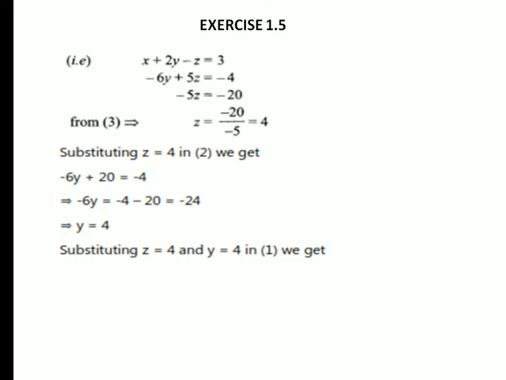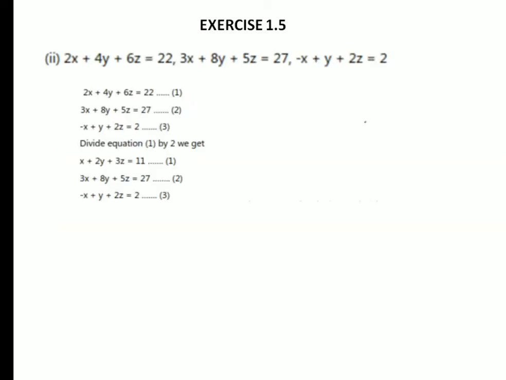Substituting z and y in the first equation: x plus 8 minus 4 equal to 3. Then you solve. You get the x value is minus 1. So x value minus 1, y value 4, z value equal to 4.